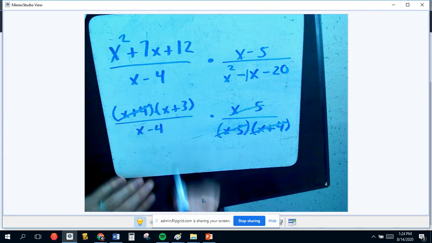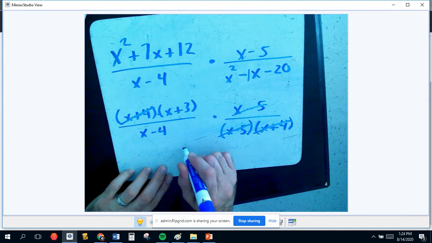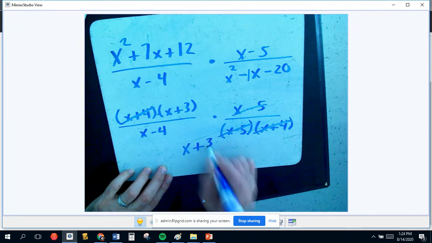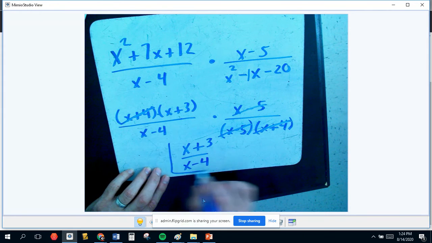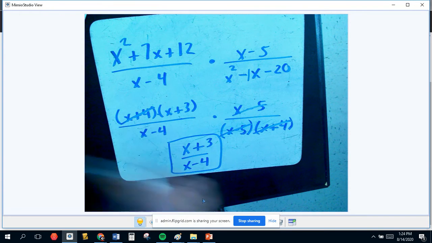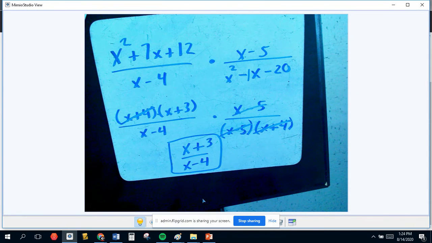You do have to have one on top and one on bottom. It's not sufficient to have both on top or both on bottom. It has to be one of each. And you end up with x plus 3 divided by x minus 4. And this is the answer. There is a tendency sometimes for students to want to cancel these x's off and say the answer is 3 over negative 4. But mathematically, that doesn't work.